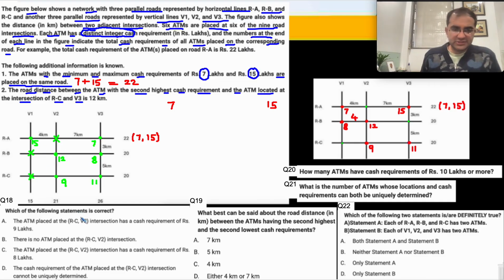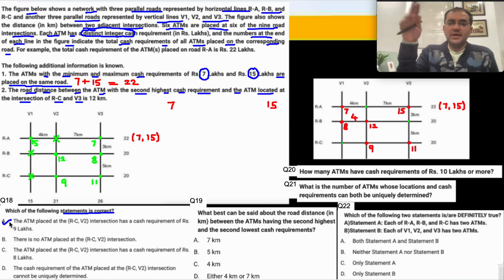वी कैन नाउ आंसर द क्वेश्चंस. विच ऑफ द फॉलोइंग स्टेटमेंट्स इज करेक्ट? ATM at RCV2. RCV2 is 9 lakhs. That is A part. I hope you have understood how I have conducted this particular set, right? इसकी arrangement समझ में आ गई. There were two main and important points over here, that 22 will be sum of 7 and 15. जहाँ पर भी 7 plus 15 होगा तो वहाँ पे 22 आएगा.